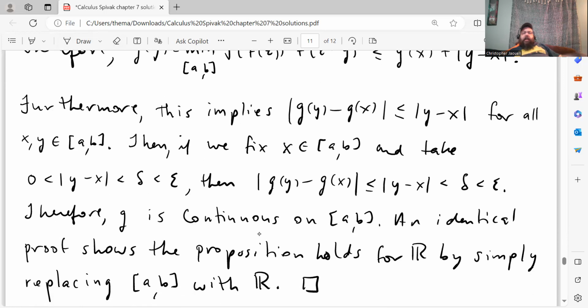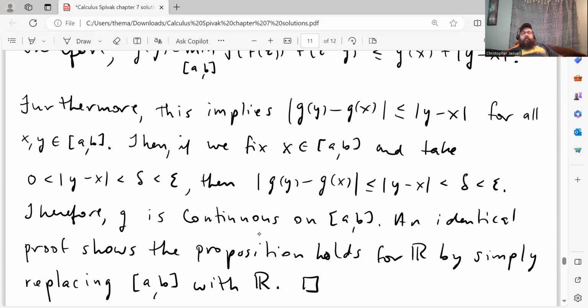Furthermore, this implies that |g(y) - g(x)| is less than or equal to |y - x| for all x, y in the closed interval [a, b]. Then if we fix x in that interval and take 0 < |y - x| < delta < epsilon, then |g(y) - g(x)| is less than or equal to |y - x| < delta < epsilon. Therefore, g is continuous on the closed interval [a, b].